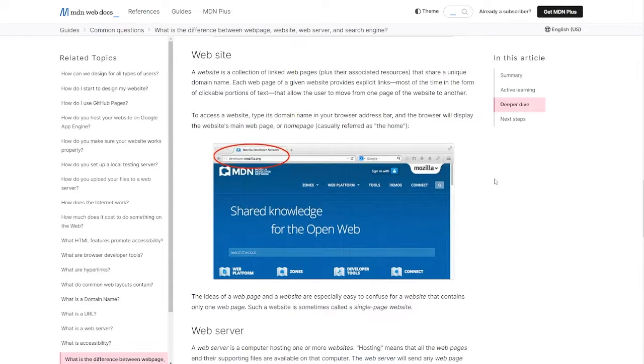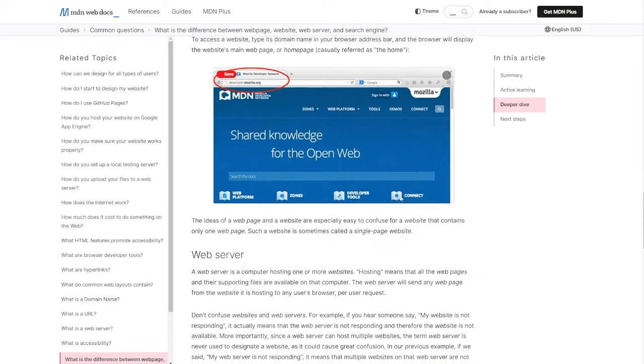A website is a collection of linked web pages, plus their associated resources, that share a unique domain name. Each web page of a given website provides explicit links, most of the time in the form of clickable portions of text, that allow the user to move from one page of the website to another. To access a website, type its domain name in your browser, and the browser will display the website's main web page or home page, casually referred to as the home.